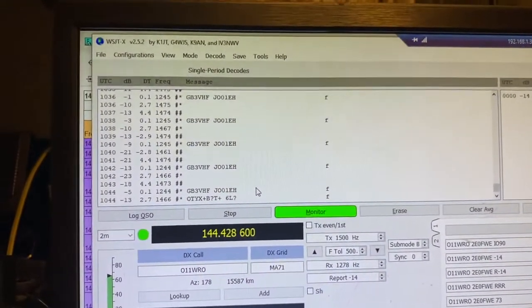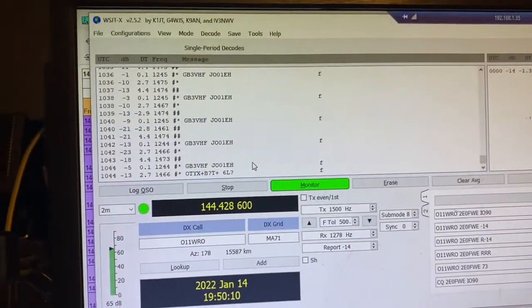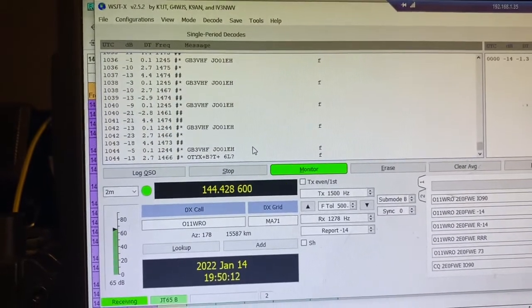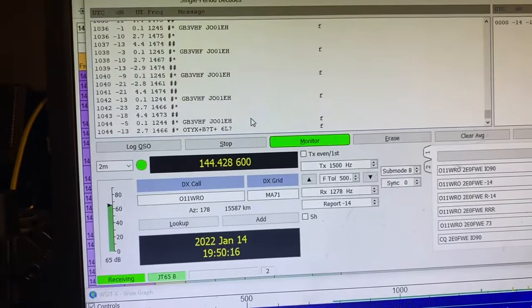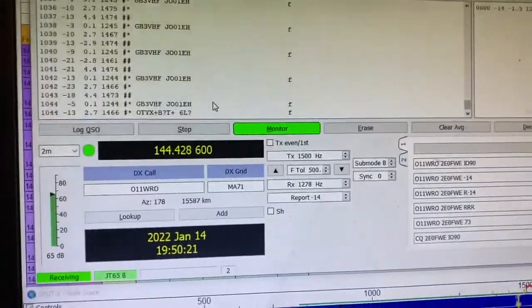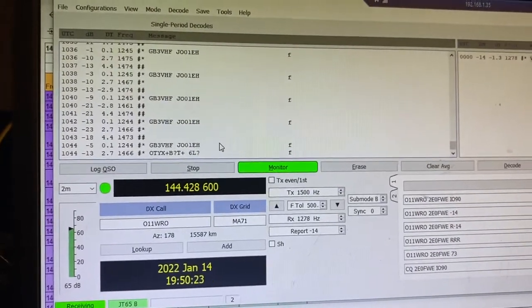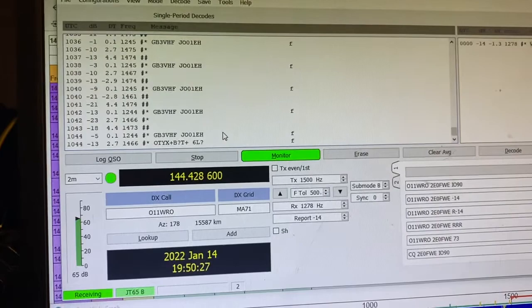So yeah, if someone knows a way of logging WSJT-X to an external service, whereby I can use Python or whatever to grab that data and then plot it as a graph, I think will be quite interesting.